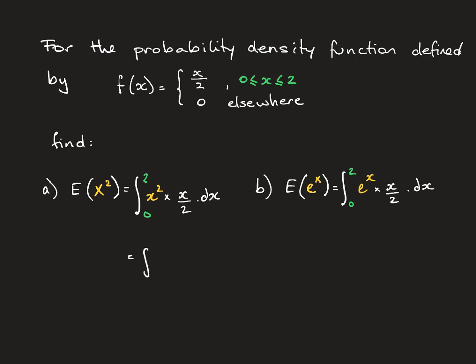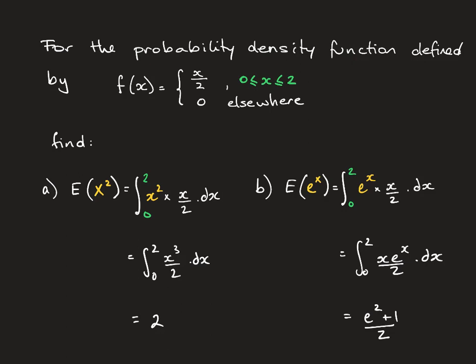So we can either work them out by hand, so the first one will become x cubed on 2 that we're integrating, and the second one will become the integral from 0 to 2 of x times e to the x on 2 dx, and I would probably use my calculator for that one. Anyway, if we work them out, we get 2 for part A and e squared plus 1, all on 2 for part B.